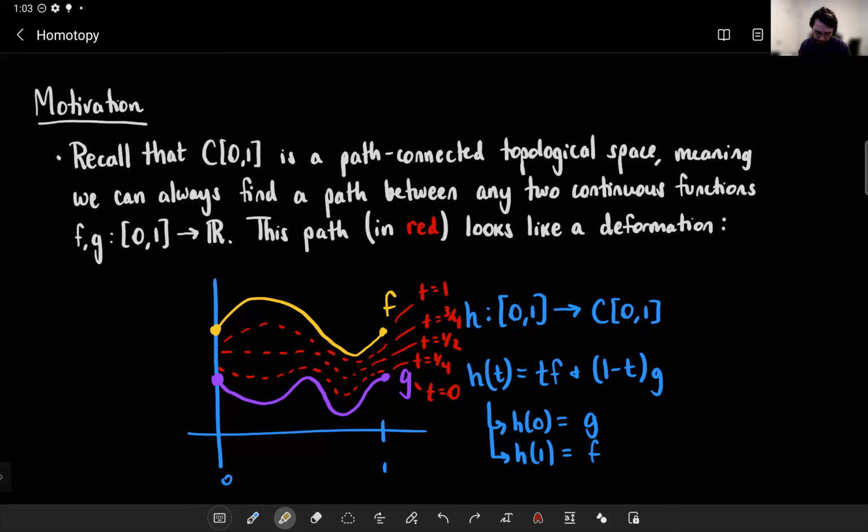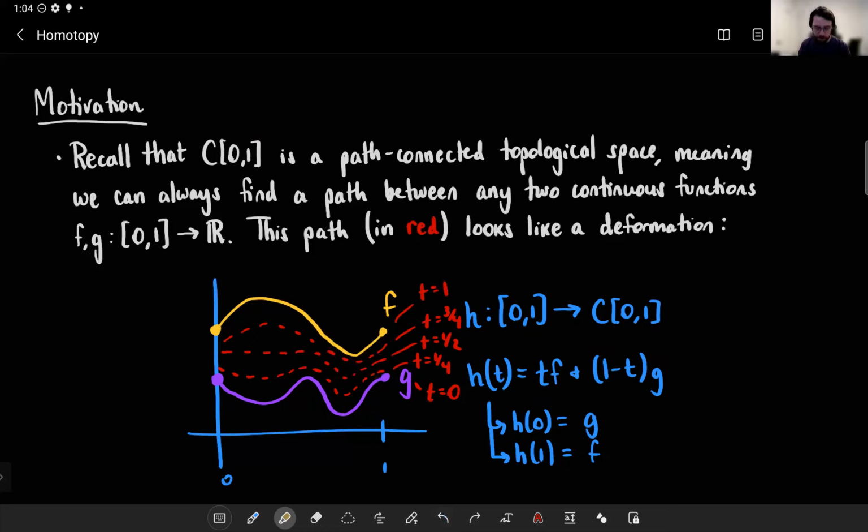What we end up getting is if you plug in various values of t into this function h, it'll spit out one of these dotted red lines. If you plug in t equals 0, well, t equals 0 means you kill this term. This becomes just 1 minus 0 times g, so it's g. Similarly, if you plug in t equals 1, you get the function f, because this term gets killed. And if you go anywhere in between, so I have some examples here, for example, at time t equals 1/2, you're sort of like the average of those two functions.